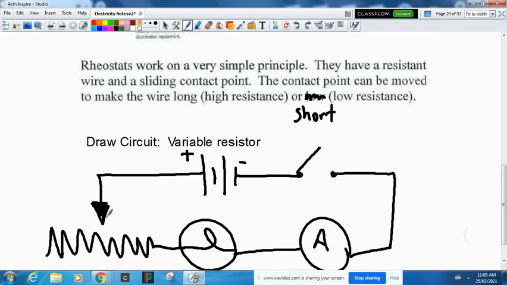The shorter this contact point is to here, the brighter the light would be, right? Because there's less resistor in there. But if I want to make this light dim, I would just take this contact point and slide it all the way over to here, and then, of course, there'd be more resistor in, and the light would be dimmer.